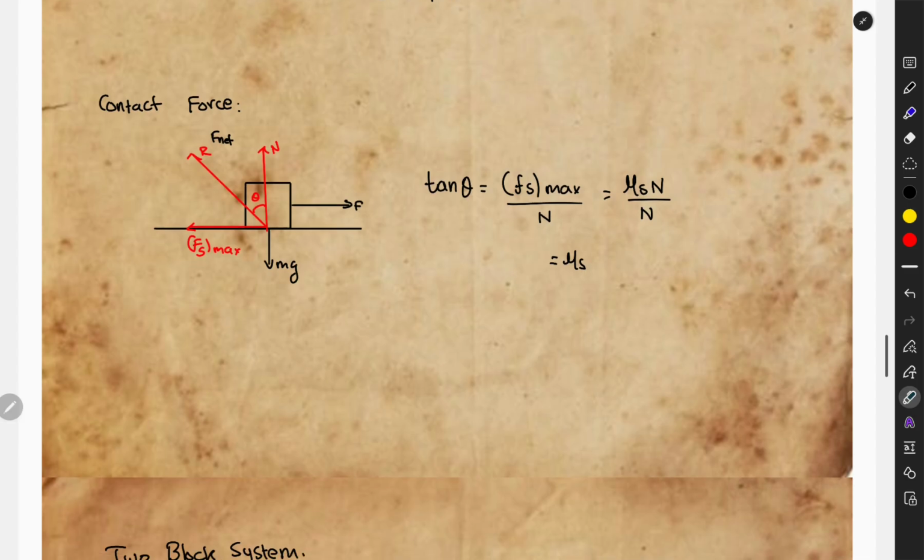And what about the net contact force? Let's take a normal force like this, and a frictional force like this. In this case, if they ask you to find the net of contact forces, F and mg will not be contact forces, but these two, normal and friction, will be the contact forces.